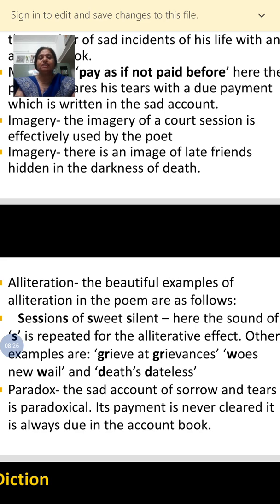Sessions of sweet silent thought. Now, notice that in this expression, the sound of S, sir, is being repeated. Then, another example is grieve at grievances. Here, the sound G, grieve, G. Then, woe's new wail, W sound. Death's dateless sound, D. Paradox is also there in this poem. The paradox is that the sad account, as I told you, of sorrow and tears is paradoxical. Why? Because its payment is never cleared. It is always shown due in the account book.